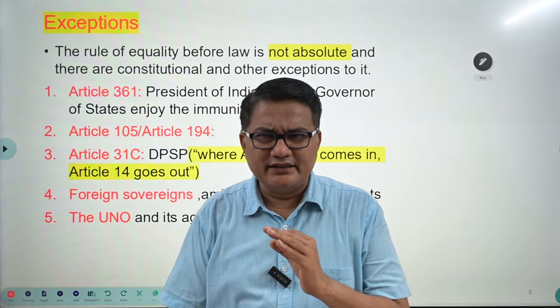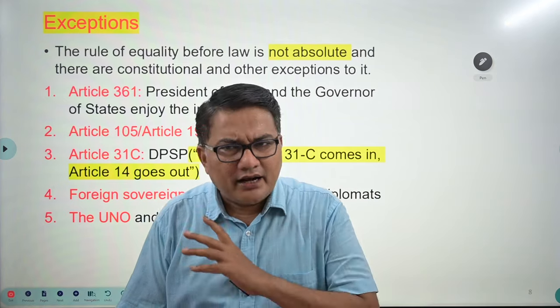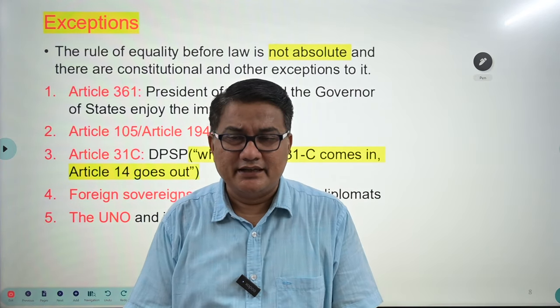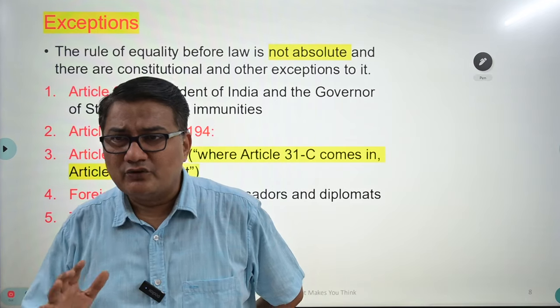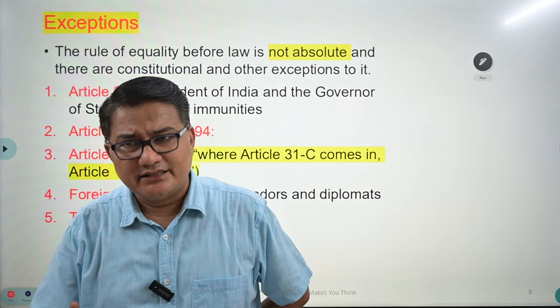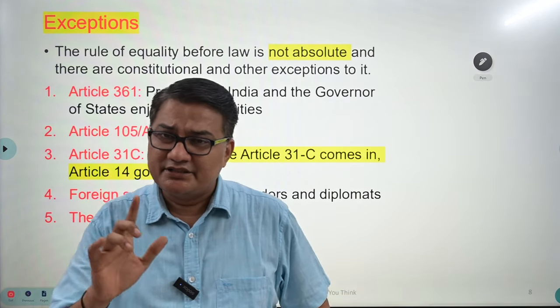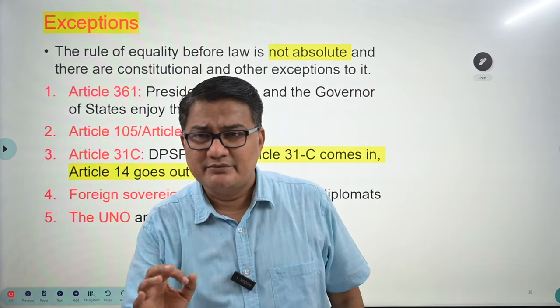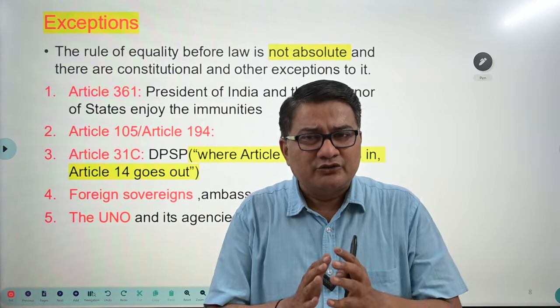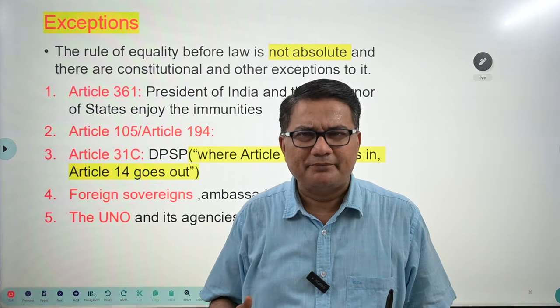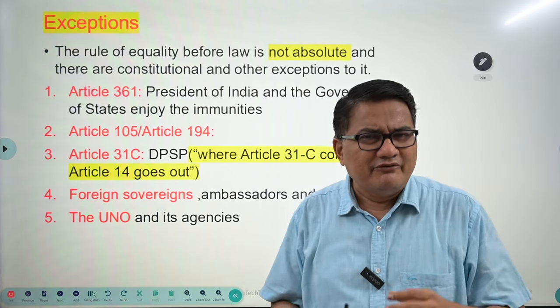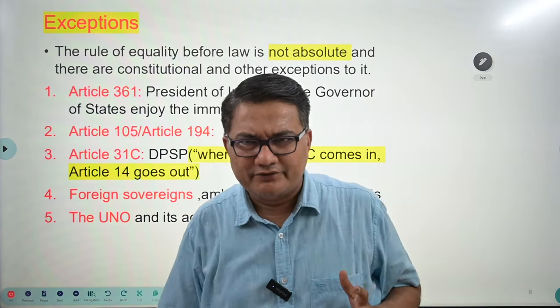So are there any exceptions to equality, or is Article 14 an absolute right as you had discussed? Listen carefully. As I said earlier, no fundamental right is absolute. There are certain restrictions, and restrictions are necessary. Yes, reasonable restrictions are required. So here also certain exceptions are there. Article 14 is also not absolute. Some exceptions are there. We will discuss a few exceptions of it.